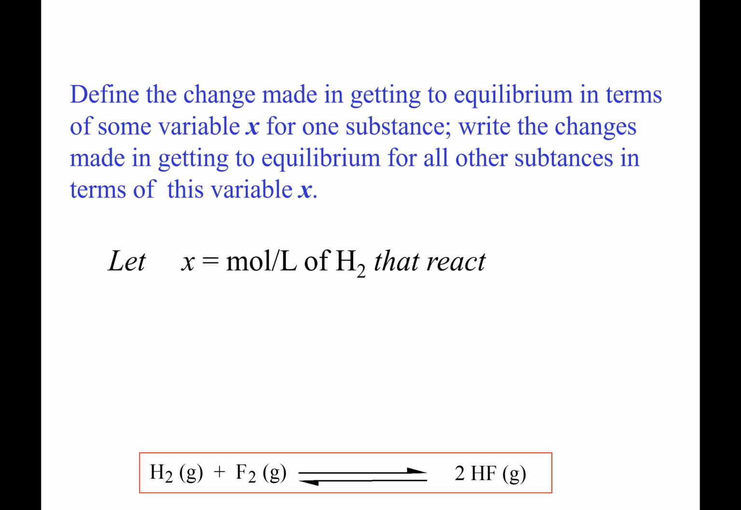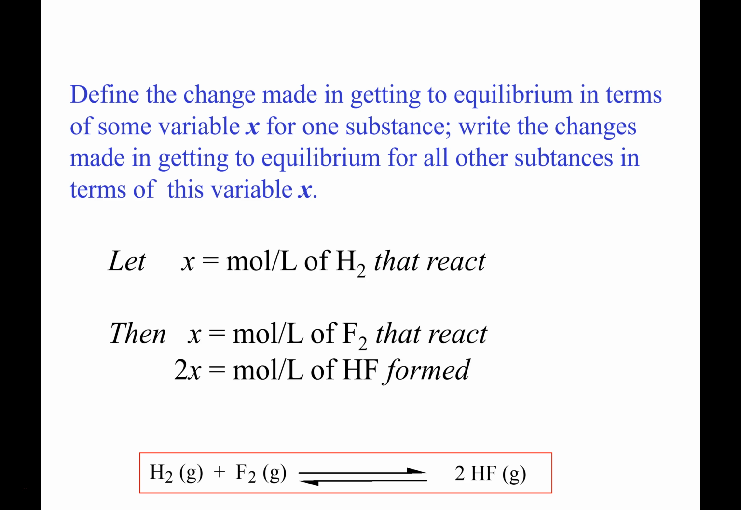So this slide's just kind of without an ice table. So if we let X be the molarity of H2 that reacts, moles per liter that react, then that will also be the moles per liter of F2 that react because they have the same stoichiometric coefficient. And then the 2x will be the amount of HF formed. That's just your change.